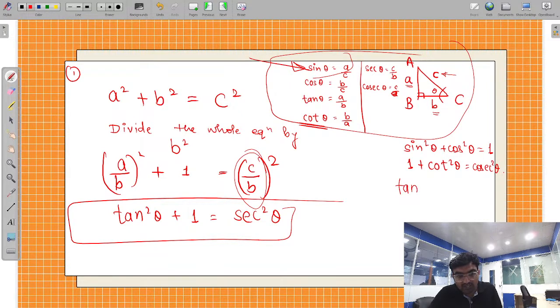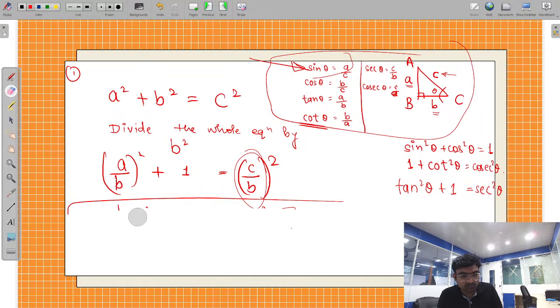Now these identities are very much important because we'll be solving lots and lots of questions by using these identities. Hope you understood till this. Do you have any doubts? Okay, fine. Now let's just solve some questions.